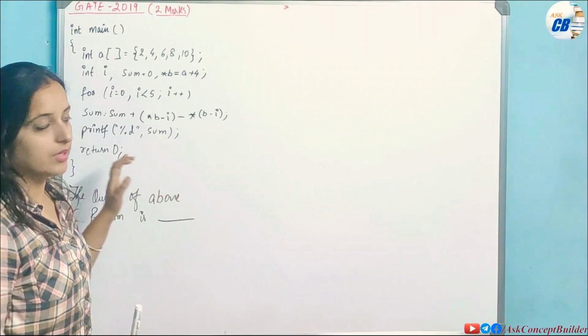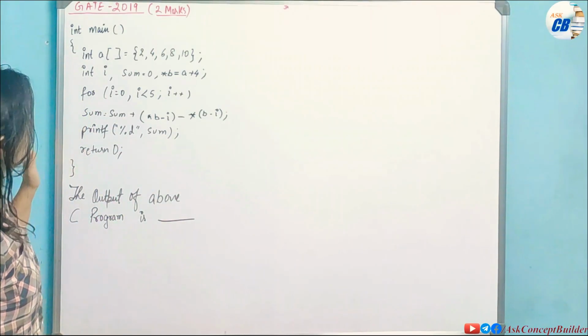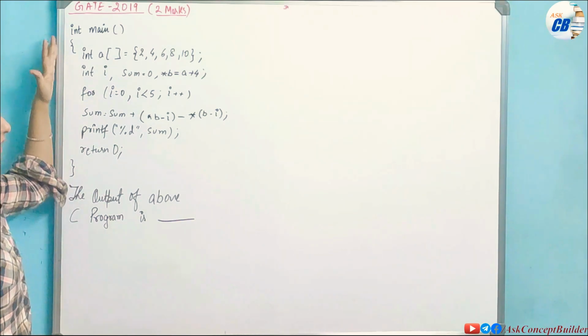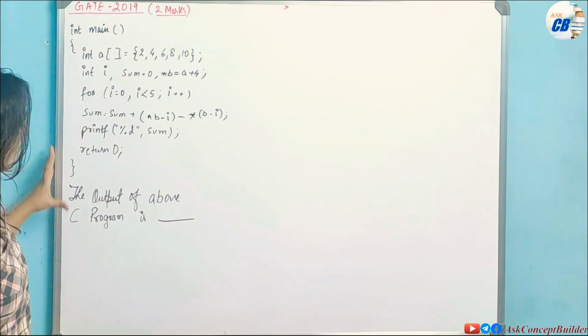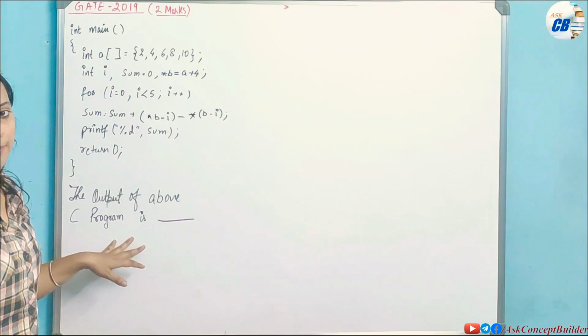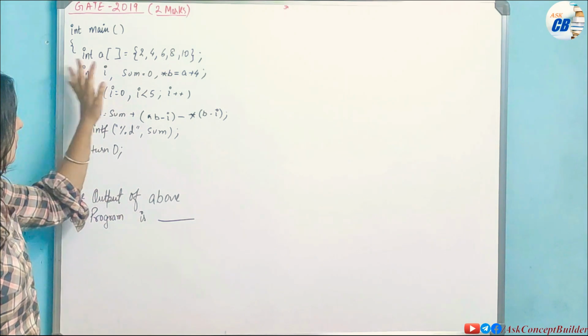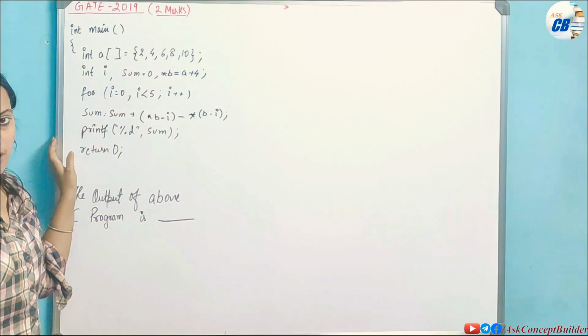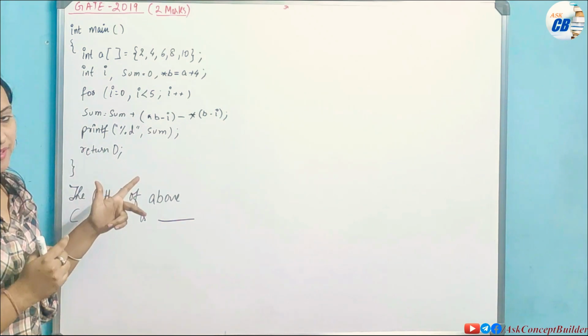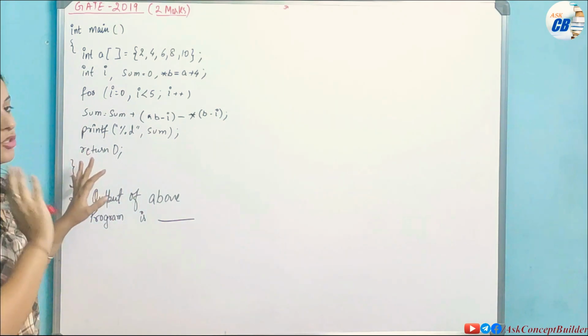Now see, we will discuss one more question. This is a question from your GATE previous year, from 2019. What we have to do in this is find out the output of the given C program. This question is again on pointers. Whatever concept we have learnt about pointers, we only have to apply here, and then we can solve this question.